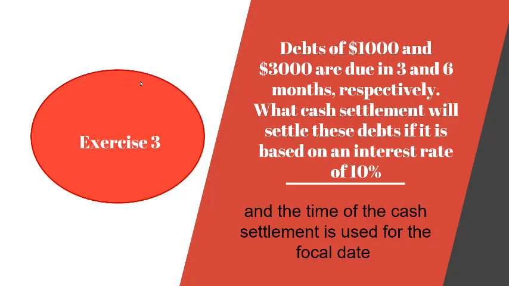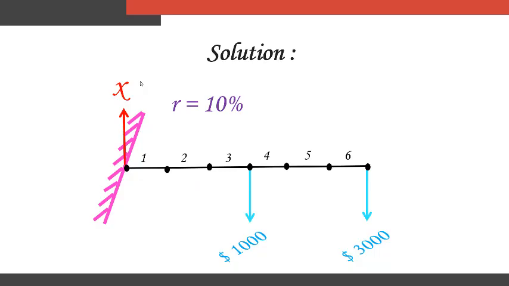This is the second case of equations of value, where the focal date lies before the maturity dates of old and new obligations. In this case, the present value of old obligations must be equal to the present value of new obligations. This is the timeline. You must draw the timeline to solve this kind of problem.